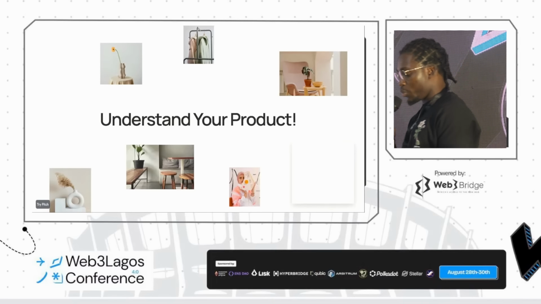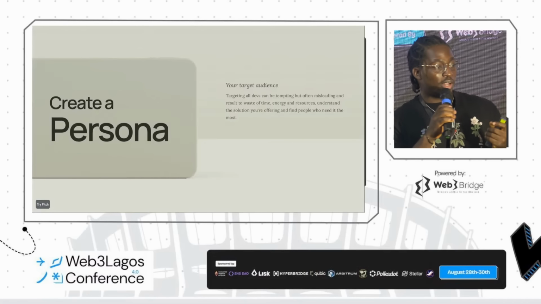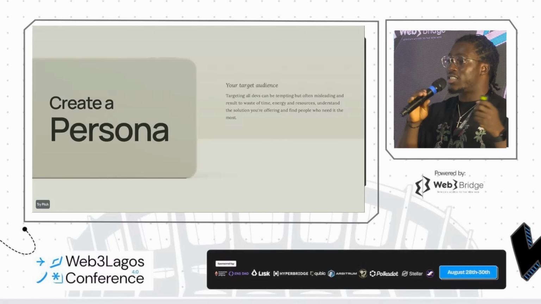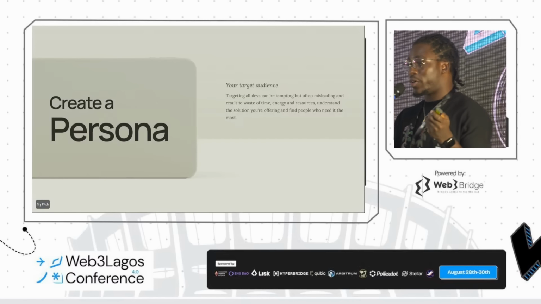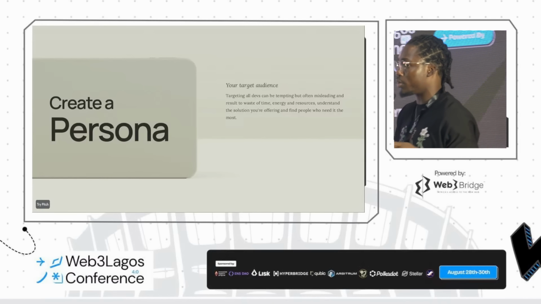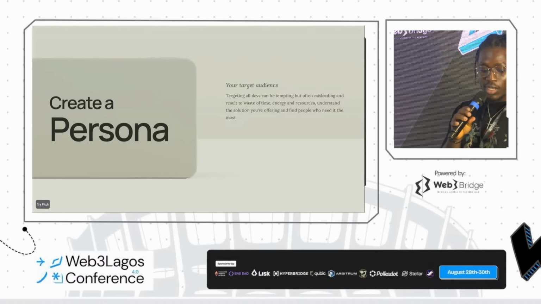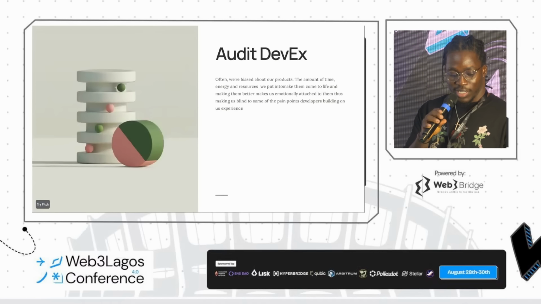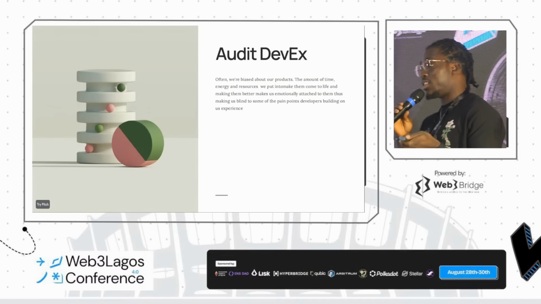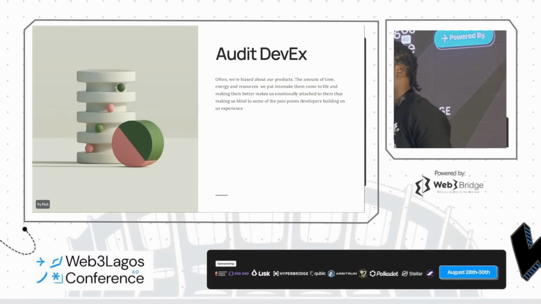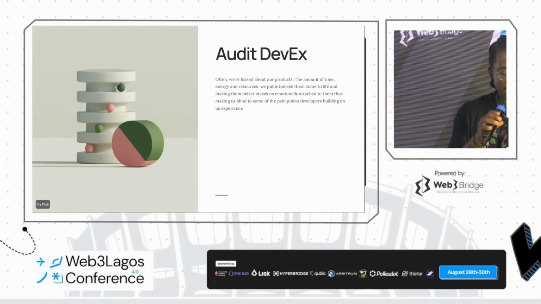Then after understanding the product, there are two things you can do. If you don't have an already existing developer experience, let's say it's a brand new project, you need to create a persona. You can't really target everybody. It's very tempting to do, but most of the time you figure out you're just wasting time and resources. So create a persona if you're creating your developer experience for the first time. Then the next thing you need to do is to audit. If you already have an existing developer experience, audit the current developer experience. See where there are loopholes, things that are meant to be fixed.